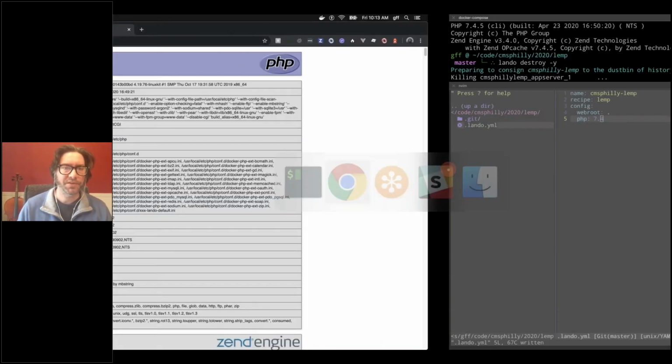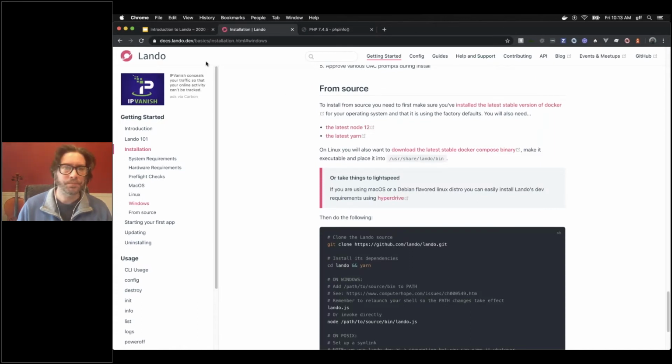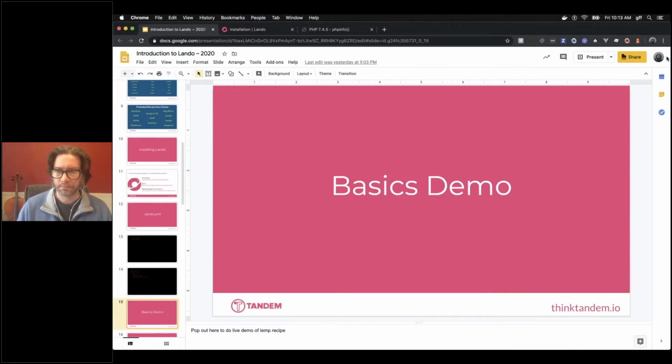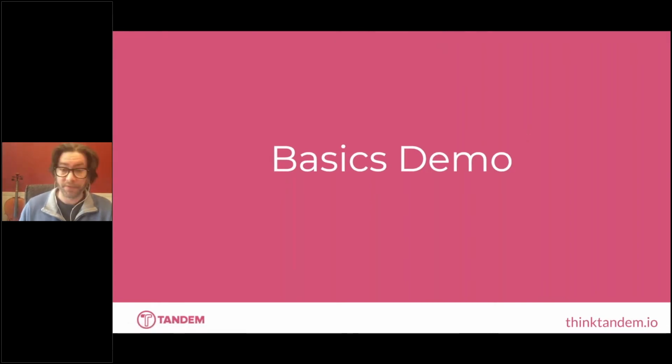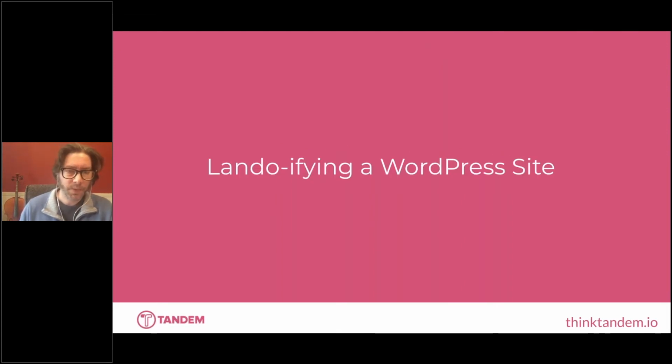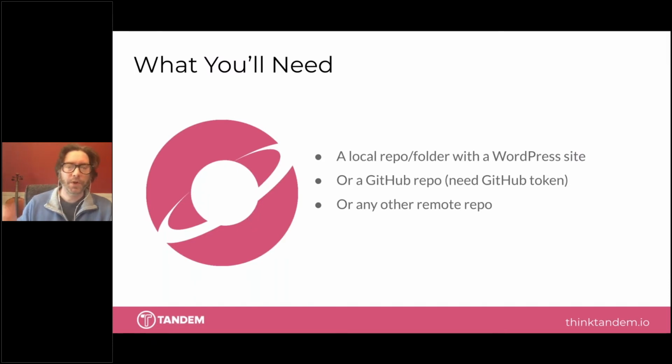Pop back over to the presentation. So that's a very basic example, LEMP stack, PHP, and swap out PHP versions pretty easily. So we can do similar things to a WordPress site, and we can extend what happens in that simple stack. Let's check that out. So what we're going to need is a code base for WordPress, and you can get that from GitHub or an existing repo that you have on your machine, and you can just Lando init it.